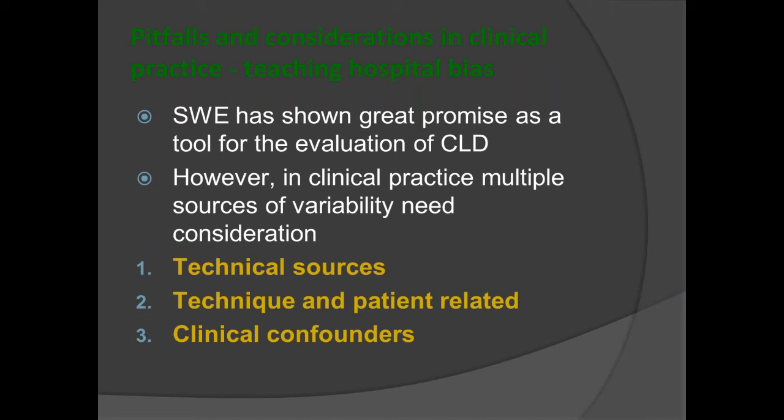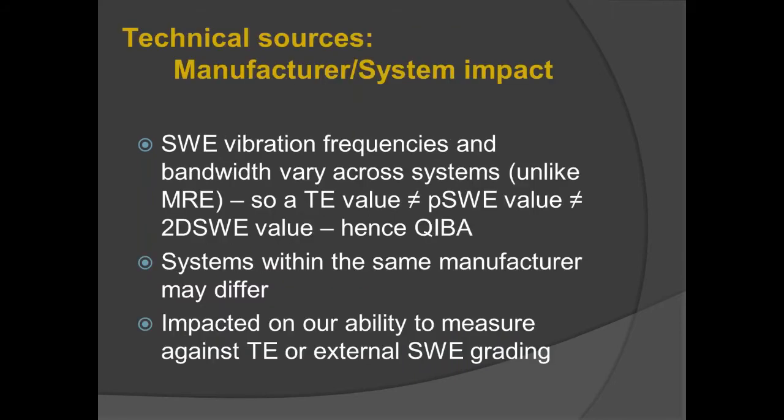Okay, so it sounds like we've got a great tool that we can use on our machine, but just like other tools like our colour Doppler or pulse Doppler or any other tool really, we need to know that there are limitations and we need to take these into account when we're using it. So we're just going to spend a few minutes talking about the different sources of variability and what you need to be careful of when you're using it.